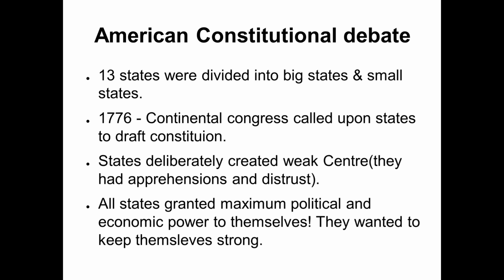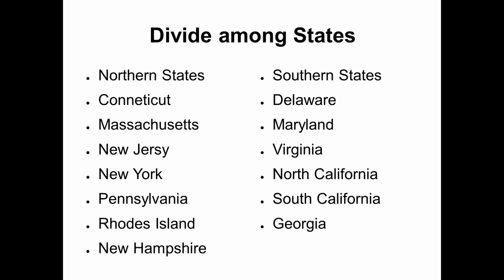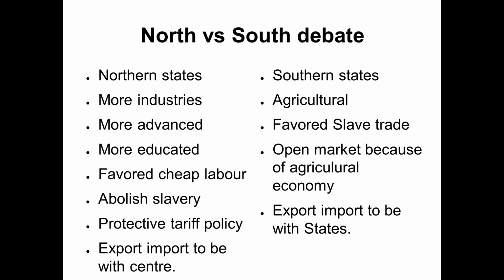These were the southern states and northern states on your screen. The northern states were more advanced than their southern counterparts. As you can see, northern states were industrious, advanced, and more educated people lived there. They wanted to abolish slavery. They had a protective tariff policy. They favored cheap labor, and they wanted the export import, or the trade policy, to be with the center.